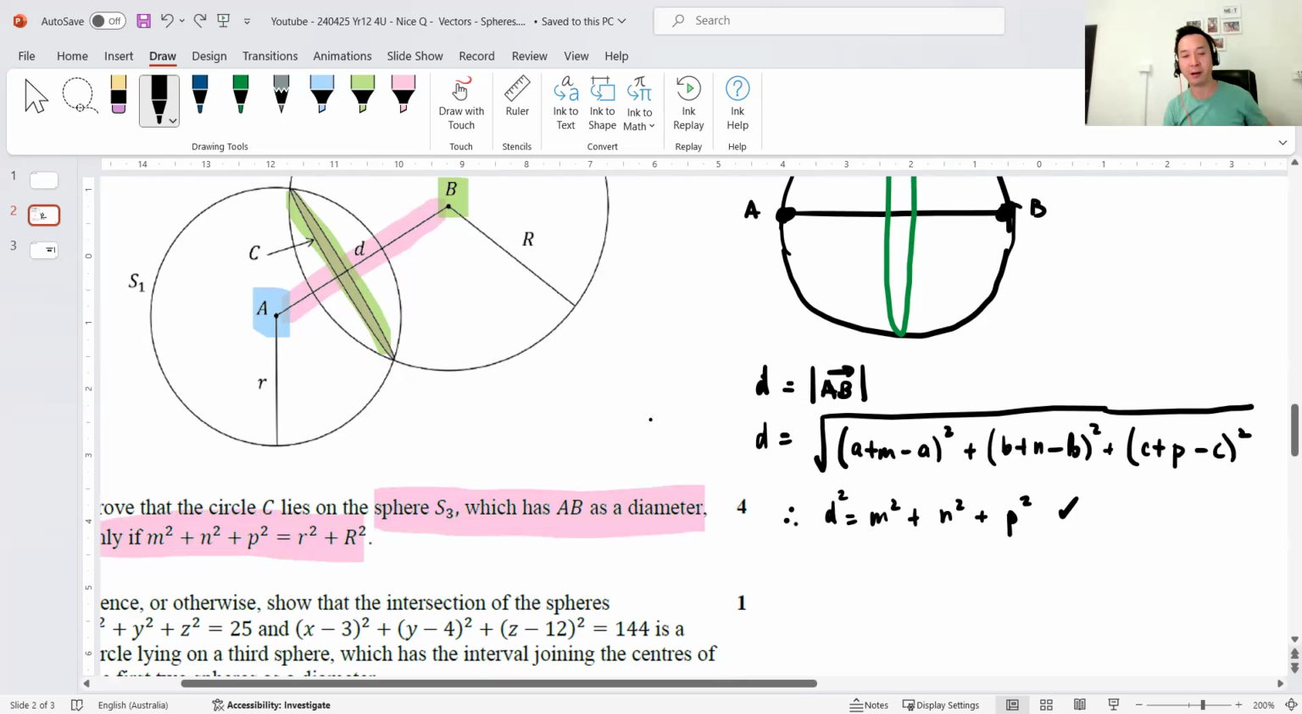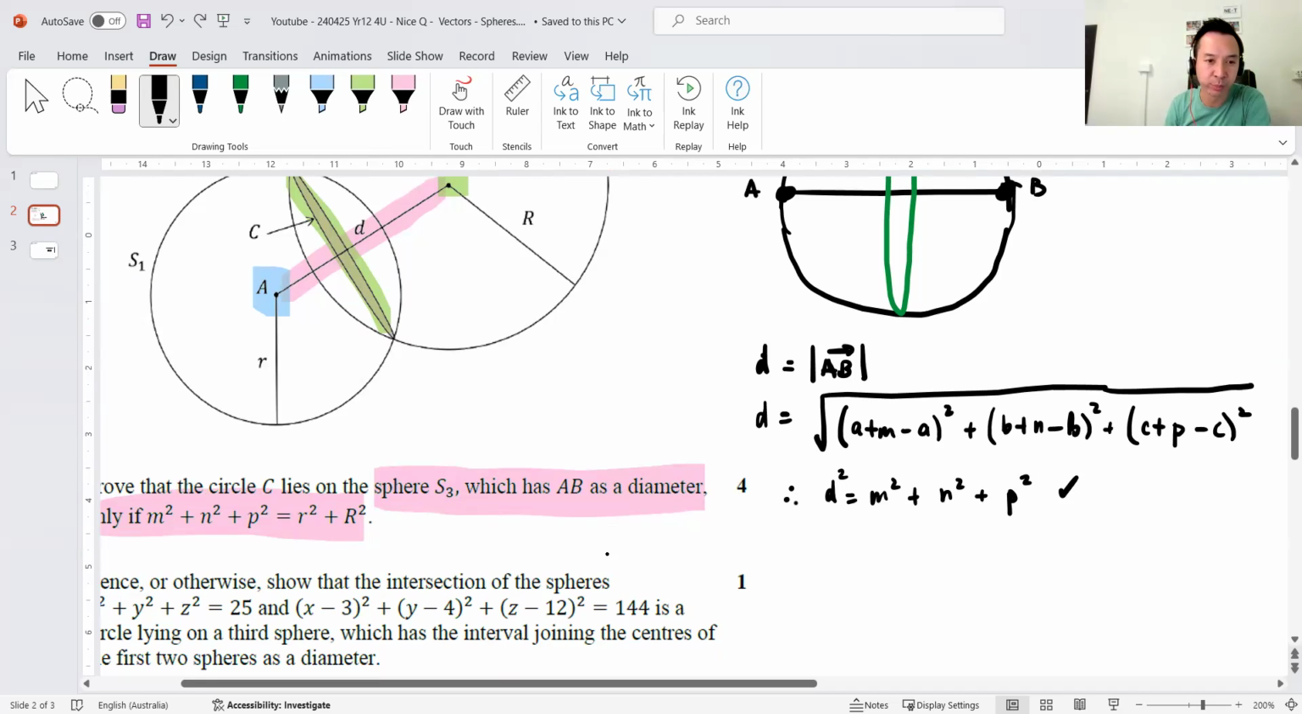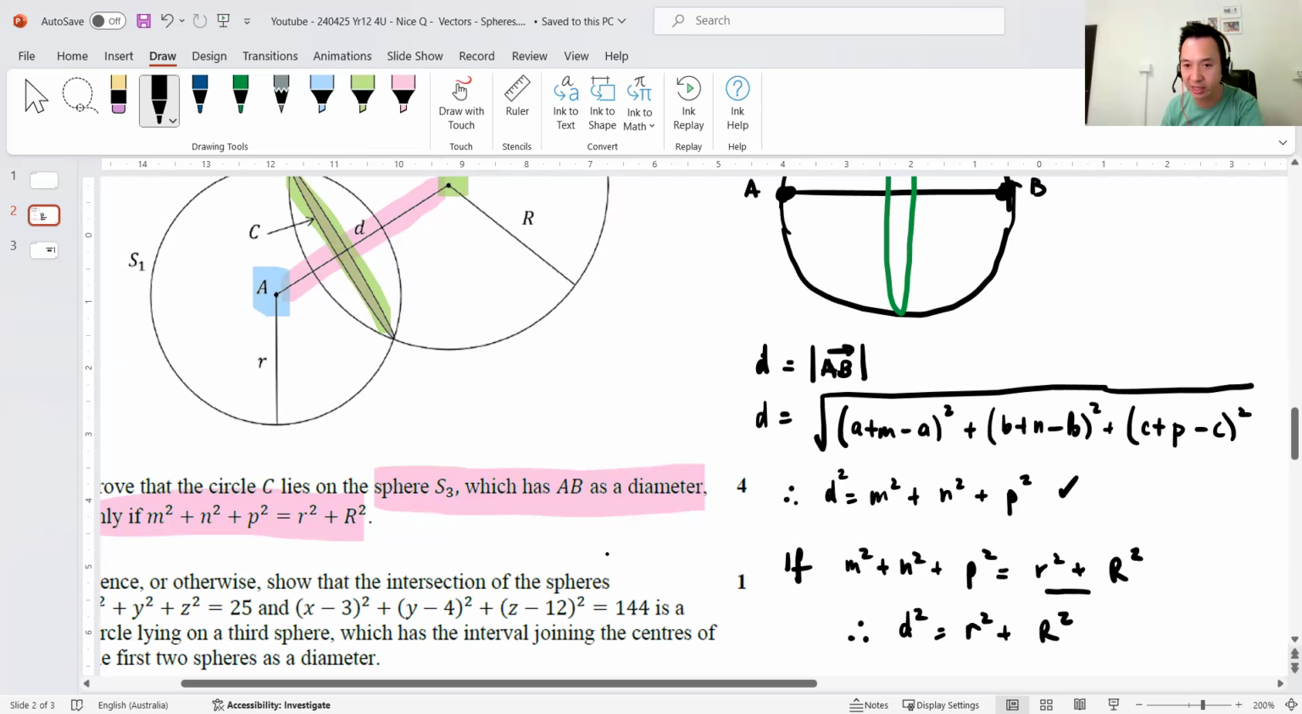Yeah, that's cool. Now, in this question, it says, prove that this is a circle if and only if this guy, right? So, if M squared plus N squared plus P squared equals little r squared plus capital R squared, that's the sum of the 2 radii, right? Therefore, the diameter squared, d squared, equals r squared plus R squared, right? That's important, right? So this is telling me that in this question, the diameter squared equals little r squared plus big R squared, right?